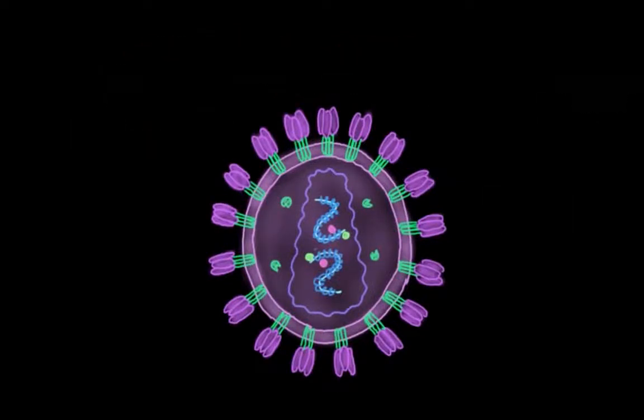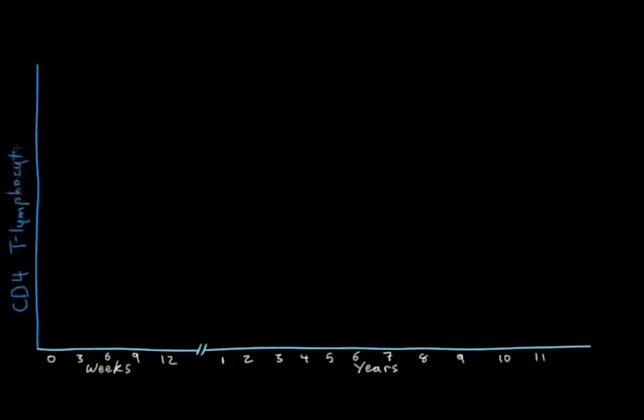So let's explore this a little bit further now. Let's actually use the help of a graph. This might be helpful. So here's our graph, and we'll put time down here on our x-axis. And actually, just to make this extra useful, we'll put weeks in this beginning part here, and then we'll transition to years here. And you'll see how this is relevant in a few moments here. So on the y-axis here, we'll put CD4 T lymphocyte count.